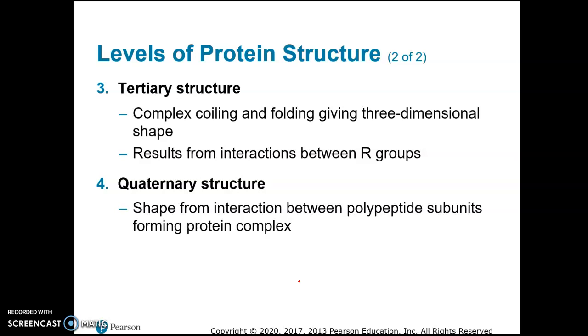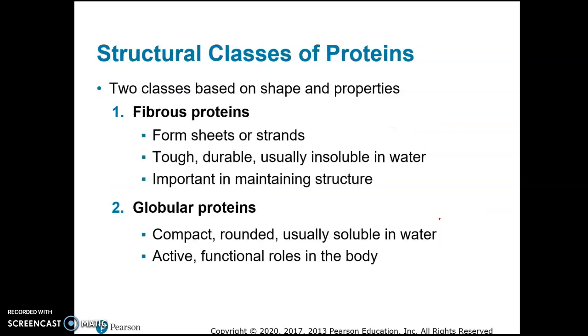And this is just the definition. The tertiary structure is the complex coiling and folding, giving the 3-dimensional shape of the secondary structure. And then the quaternary structure is an interaction between polypeptide subunits. So in other words, interaction between various tertiary structures, and they form an even more complex protein. Proteins can be classified as fibrous proteins or globular proteins. Hemoglobin is a globular protein. Fibrous proteins typically help maintain structure in the body.